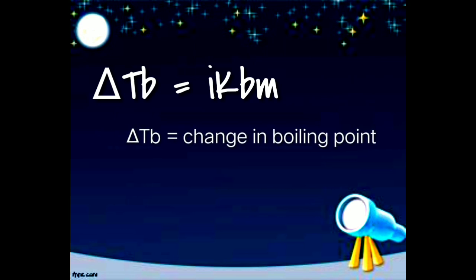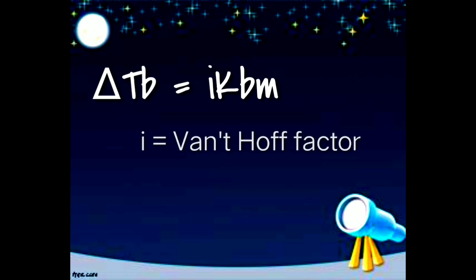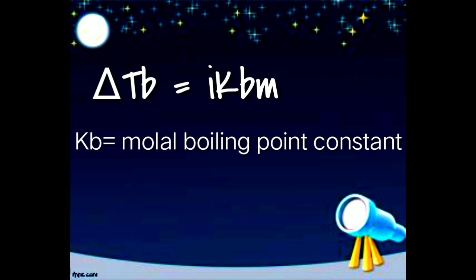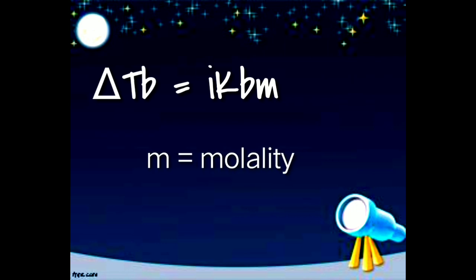The change in boiling point of the solution containing a non-volatile solute is equal to i, which is called the Van 't Hoff factor. K sub B is the molal boiling point elevation constant, which is specific to a certain solvent and has a unit of degrees Celsius times kilogram over mole. And m denotes molality, which we already know how to solve.